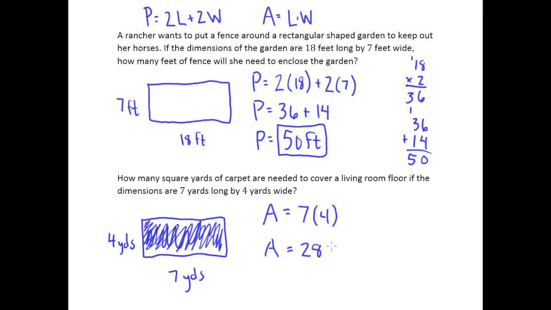And then remember, with area we're always talking about square yards, and they give us that hint right here. It's square yards, or remember the abbreviation is yards with a little 2 up there. So 28 square yards of carpet is what is needed to cover that rectangular living room floor.